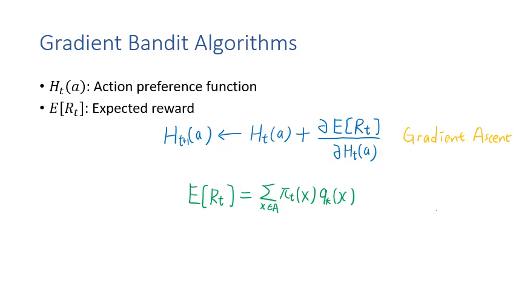So the expected reward can be reformulated as the sum of all policy function multiplied by the optimal Q action value function. Because this is the definition of expectation, right? The probability multiplied by the reward, by the value. So this is the definition of expected reward.